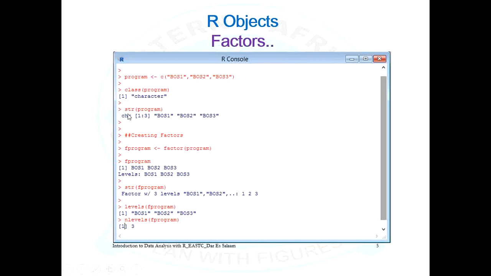And if you use the structure command, previously when you used the structure command for program, the dimension was 1 to 3, the type was character, and these were the characters in our program object. But now if you call the structure for the F program object, it will tell us that this is now a factor. Here it was a character; now it is a factor with 3 levels, both 1, both 2, and both 3.